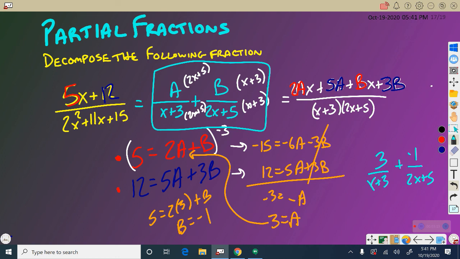There's a slightly more challenging just because of the factoring part of a partial fraction decomposition.